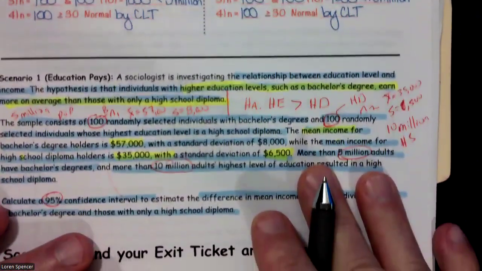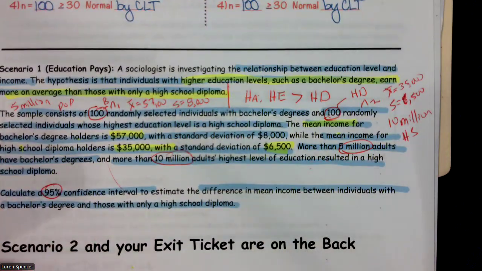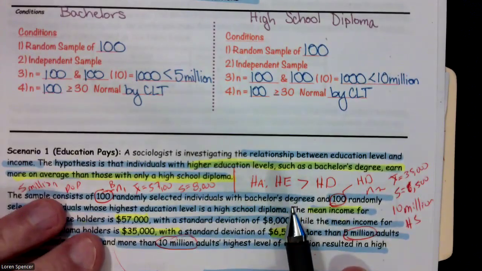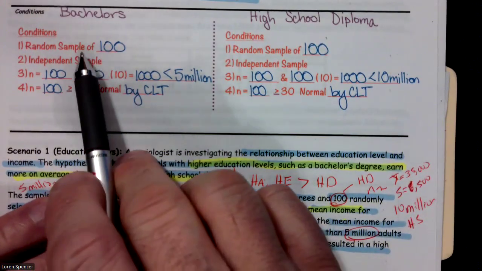Well, our first condition is always random sample. We need two independent random samples. We have to say they're independent. We need N to be less than 10%, and we need both samples to be normal by central limit, normal in some form or fashion.